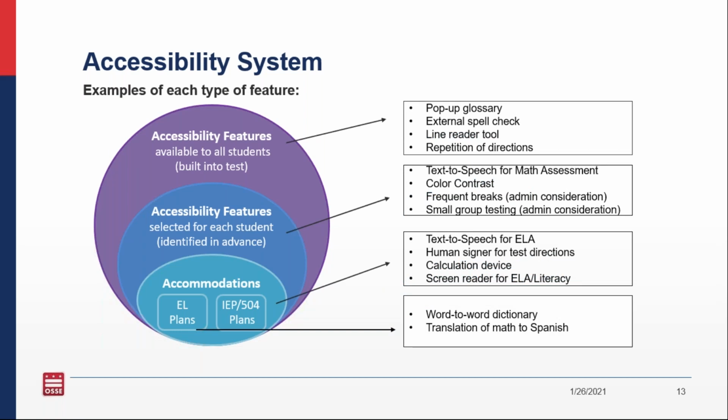And here are a few examples of each accessibility feature or accommodation. For accessibility features that are available to all students that are testing, we have our pop-up glossary, external spell check, and repetition of directions. For those that need to be identified prior to the assessment, we have our text-to-speech, color contrast, and some accommodations that we have for students. We have text-to-speech for ELA, calculation device, and for our English learners, we have word-to-word dictionary and translation of math to Spanish.